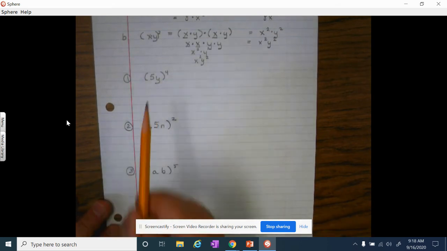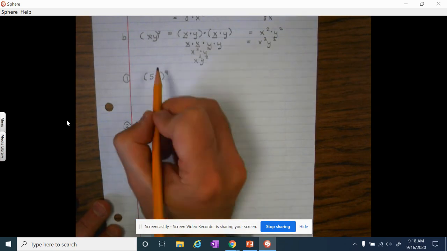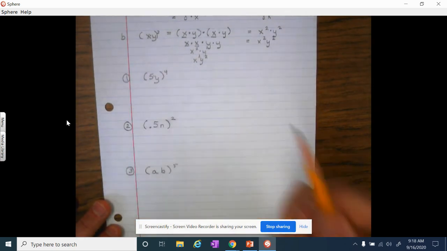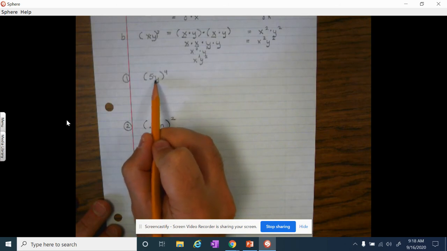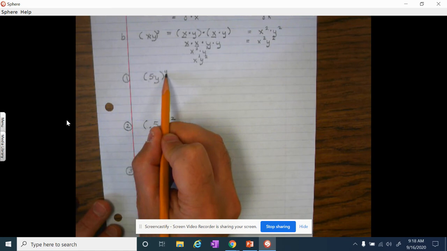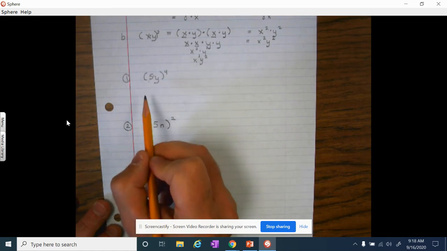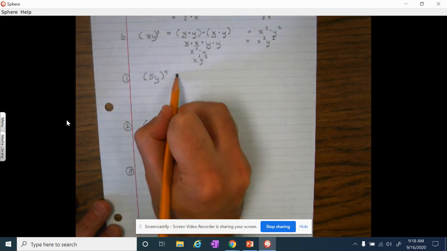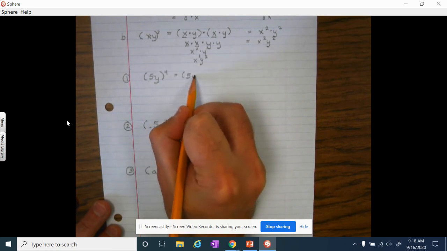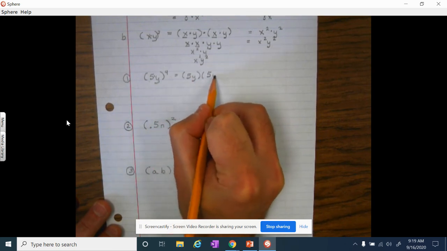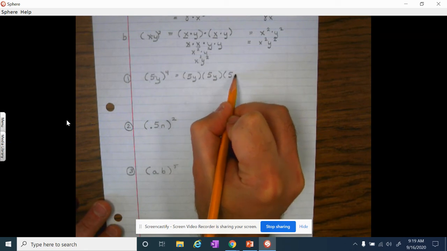So I have, inside parentheses, 5y, which means 5 times y. You can clearly see that I have 2 bases. I have the 5 and I have the y. So now I'm going to follow the directions. It says I want 4 of each. So for right now, I'm just going to write I want 4 5y's.